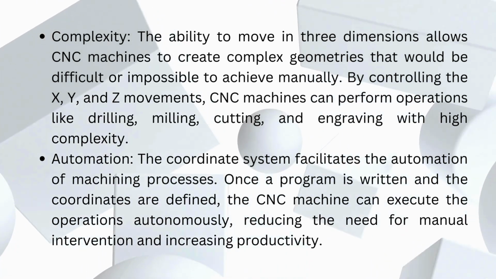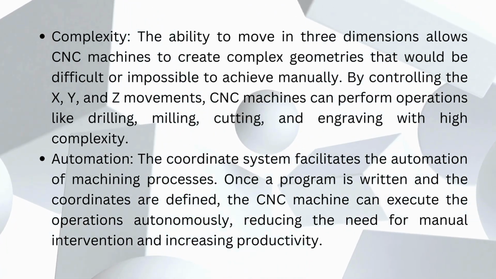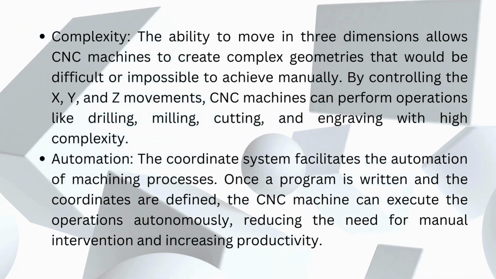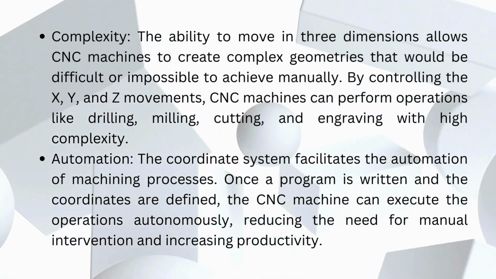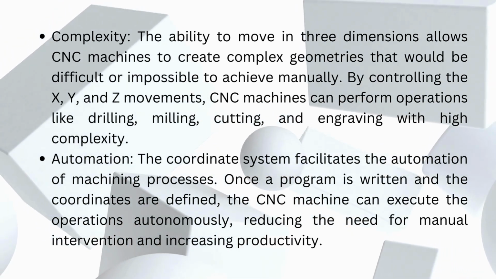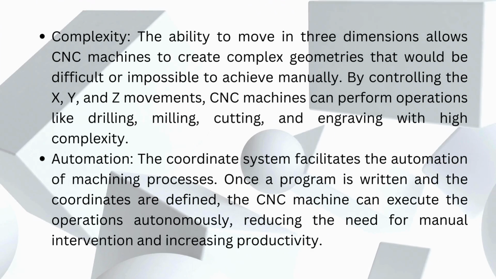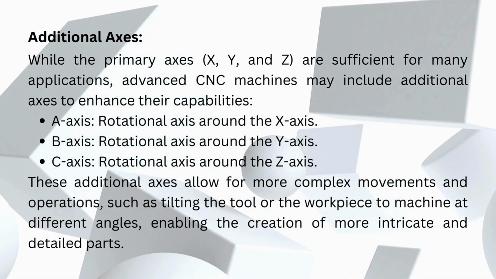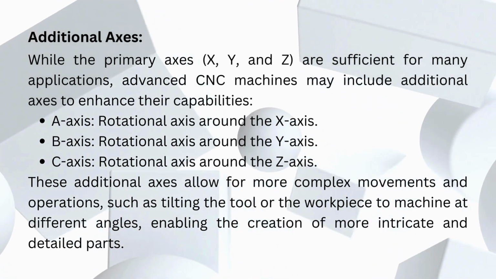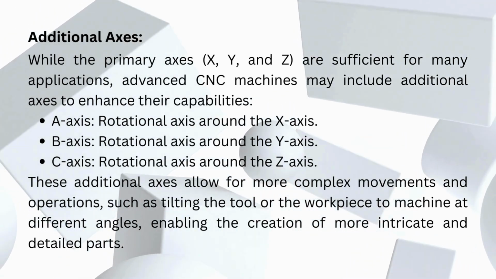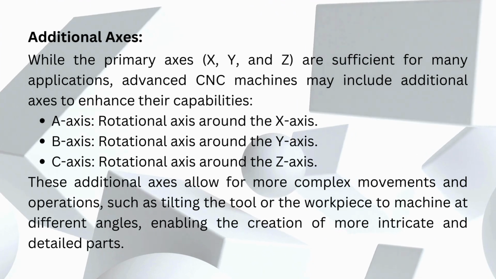Automation. The coordinate system facilitates the automation of machining processes. Once a program is written and the coordinates are defined, the CNC machine can execute the operations autonomously, reducing the need for manual intervention and increasing productivity. Additional axes. While the primary axes, X, Y, and Z, are sufficient for many applications, advanced CNC machines may include additional axes to enhance their capabilities.